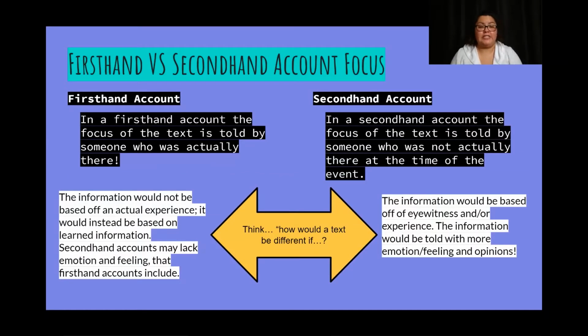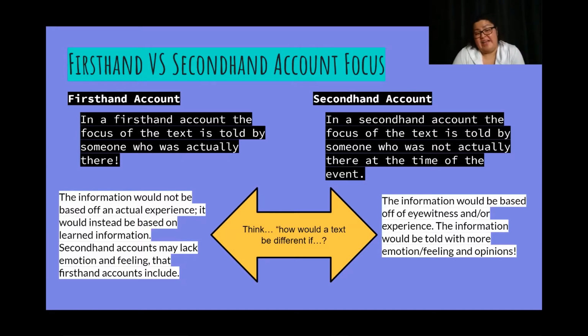So when we look at our focus for firsthand and secondhand account, for firsthand account, the text is told by someone that was actually there. And in a secondhand account, the text is told by someone who was not there at the time of the event. So if we think to ourselves, how would a text that we're reading, say a firsthand account text, be different if it was retold by another person who wasn't there? The information in the retold story would not be based off an actual experience. It would instead be based on learned information.